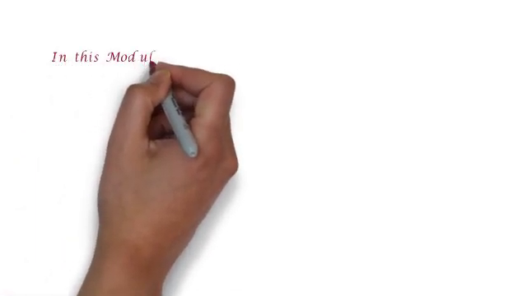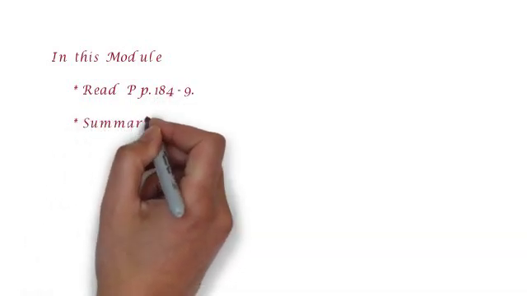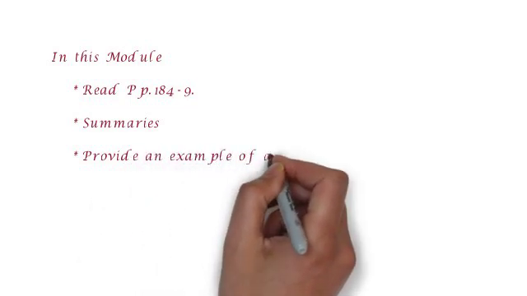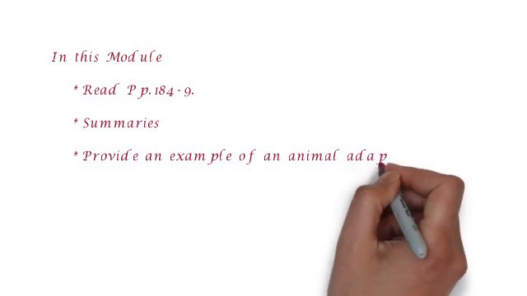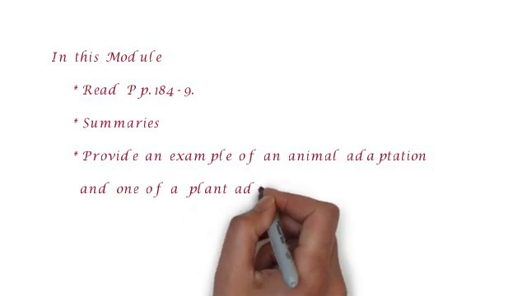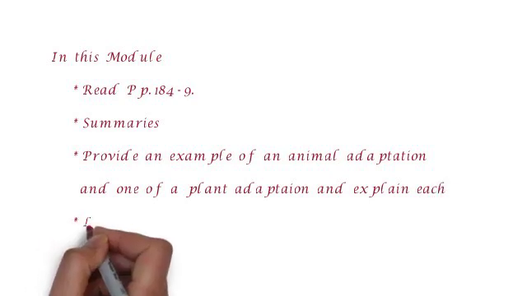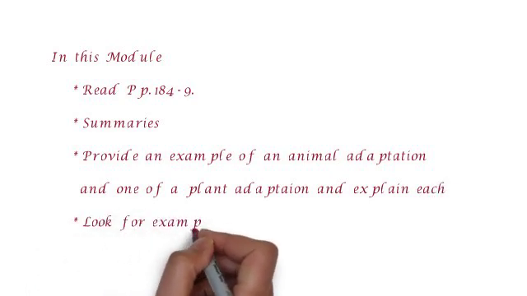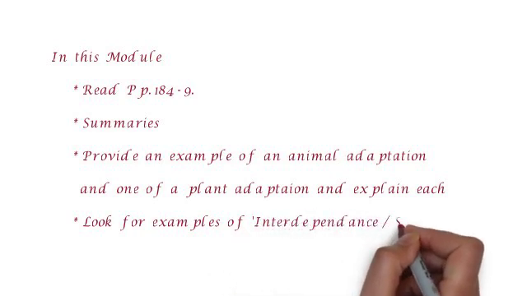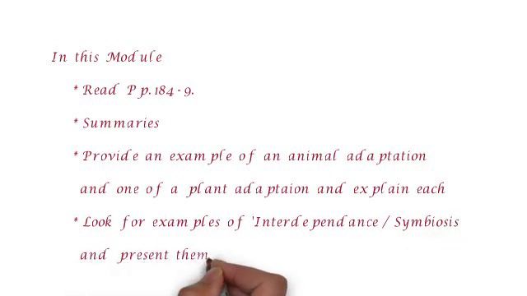Let's have a look at what work we're going to do in Module 5.1. Obviously, we're going to read pages 184 to 189. We're going to do summaries of each of the subsections. You're going to provide an example of an animal adaptation and one of a plant adaptation and say what it is exactly. Then you're going to look for research examples of a commensalism relationship and one of a mutualism relationship and present those.